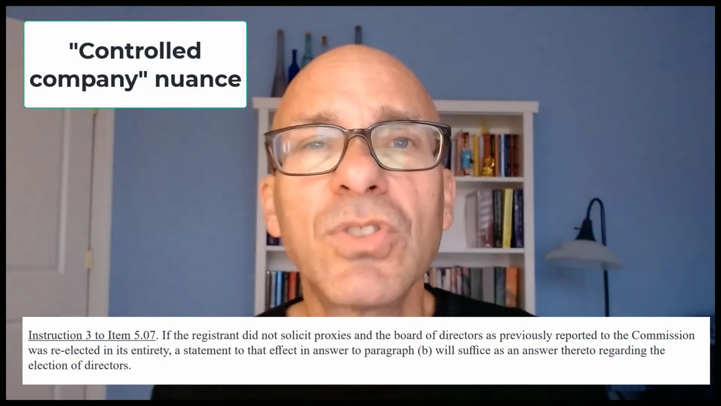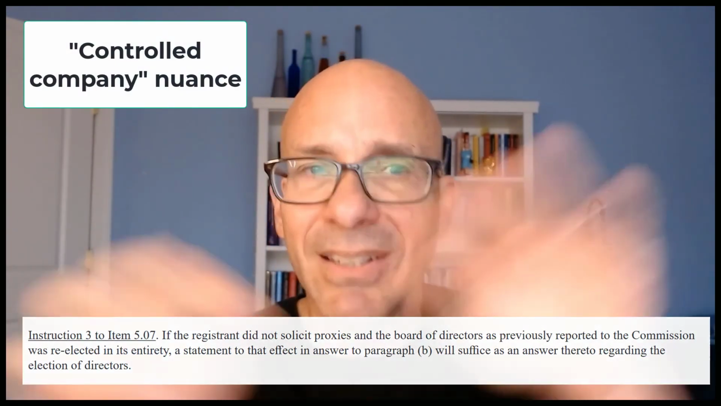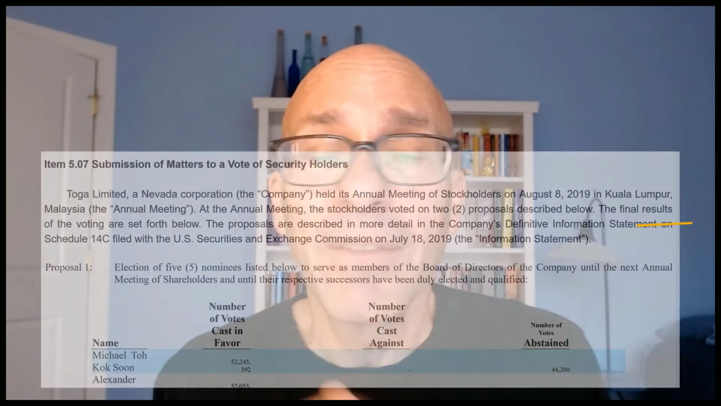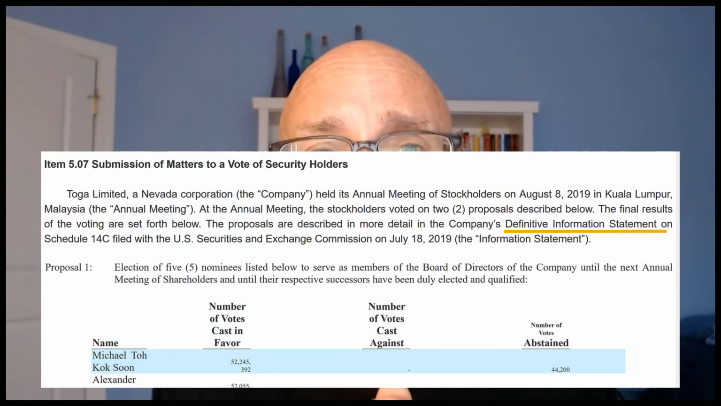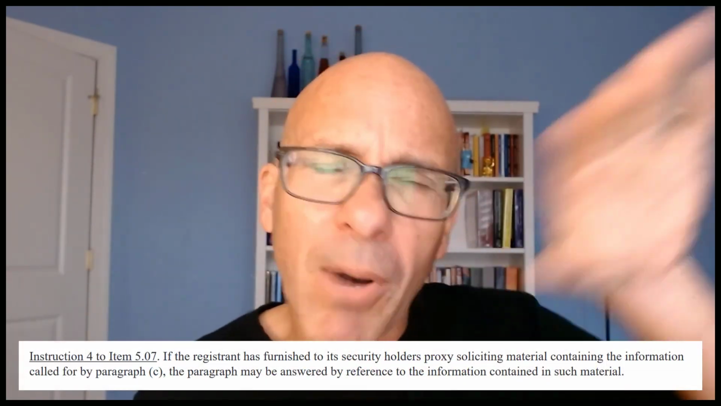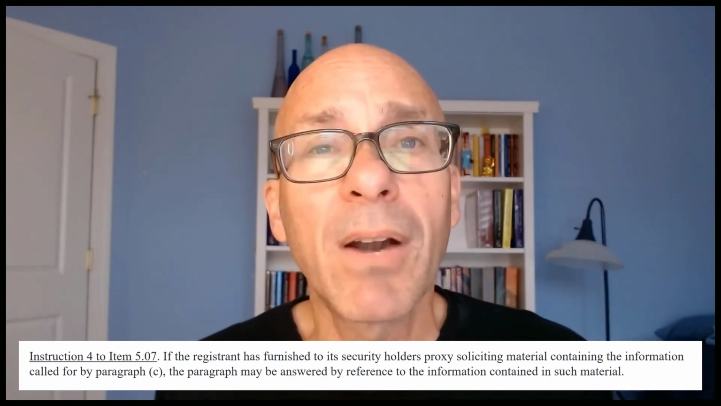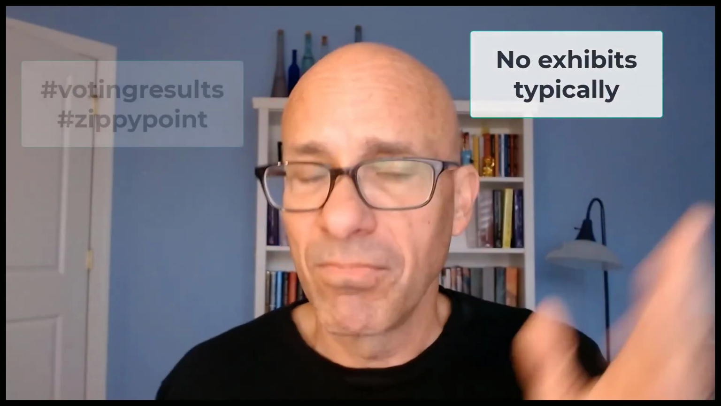Instruction 3 allows you to just disclose the board was elected in its entirety rather than disclose all the numerical details if the company didn't solicit votes, meaning that the company is a controlled company and eligible to use an information statement on Schedule 14C rather than a proxy statement on Schedule 14A. If there's a proxy contest involved and that contest is terminated due to a settlement, be aware of the reporting obligations under Item 5.07(c) and Instruction 4. And in terms of exhibits, there's typically no exhibits to this Item 5.07 Form 8-K.